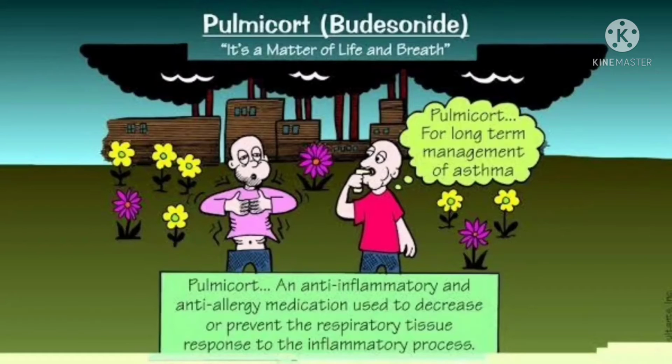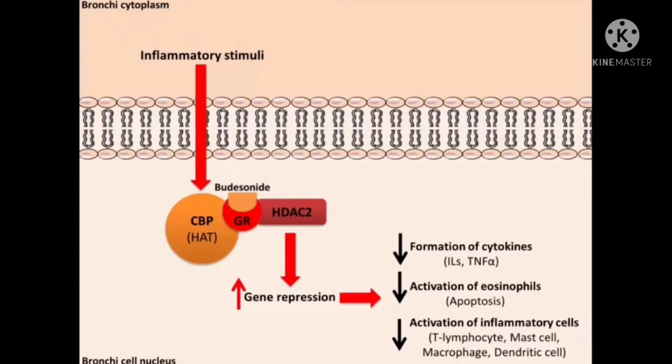So what is the basic pharmacology and the mechanism of action of Budesonide? Let's check it. Here you can see the bronchial cell nucleus. When the inflammatory stimulus is seen in the bronchial cell, here you can see the glucocorticoid receptor, GR, in the red color. Budesonide binds with the GR, ultimately increasing gene repression and decreasing the formation of cytokines, the interleukins and tumor necrosis factor alpha.